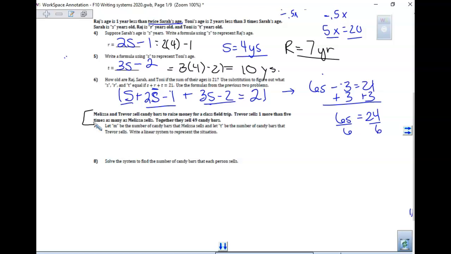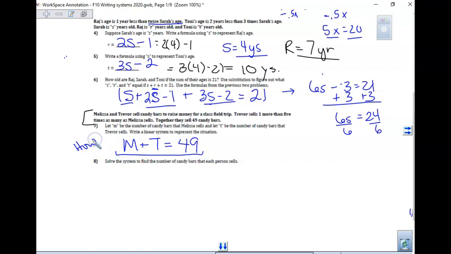So we have to write an equation. The first equation I'm going to be thinking about is, a lot of times people always want to use X and Y, but sometimes it makes sense to use the letters of the people's names. So instead of using X and Y, as I'm looking at this one, I might go, oh, Melissa plus Trevor, how many candy bars did they sell altogether? They sold 49. So one of your equations a lot of times is going to deal with how many.